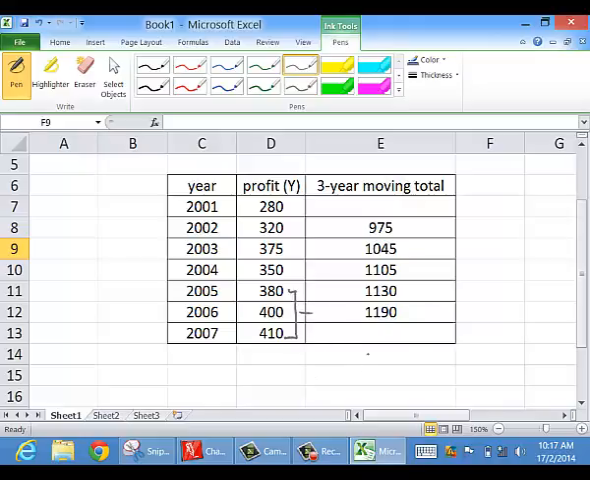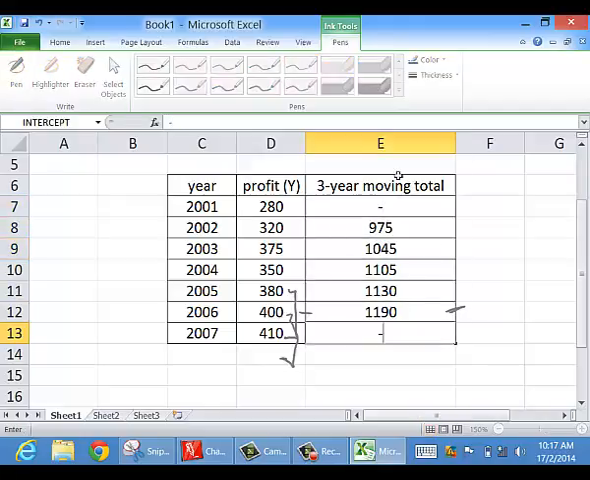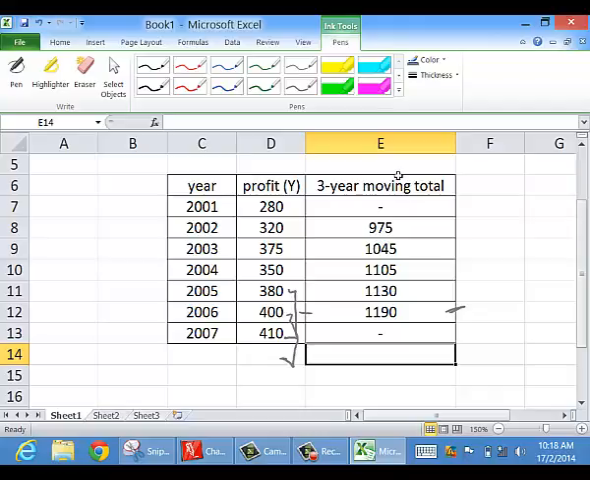Then for the next value, 400, you go down again, but there are no more values at the end. You only have two values, so you cannot calculate for 3 years. So it is done at year 2006. You stop at year 2006, so for year 2007 there is no value. No value for 2001, no value for 2007. Can you follow?